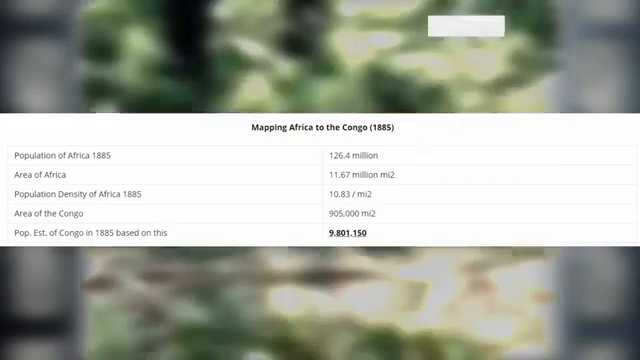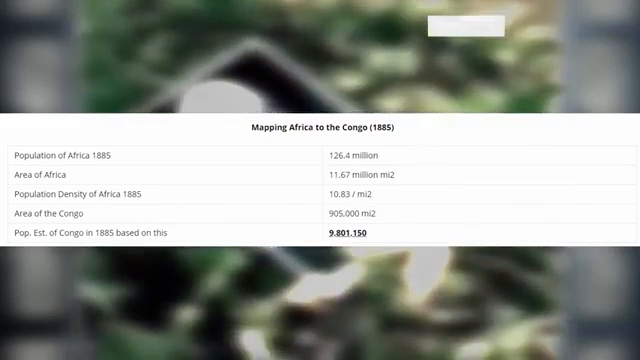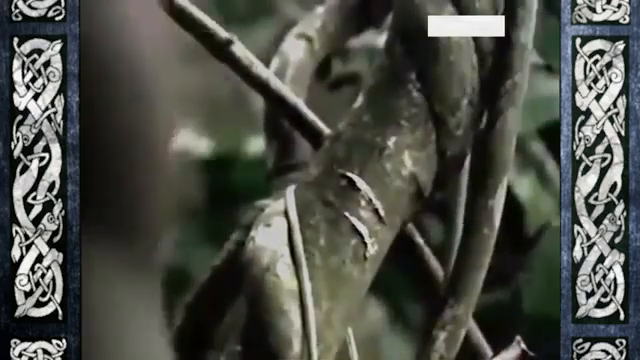If this population density is just mapped onto the Congo, this would yield a population of the Congo of 9.8 million. One might presume that Congo's population density would be less than this, given how much of the Congo is jungle compared to other parts of Africa, but let's just be generous and map the general population of the whole of Africa onto the Congo.